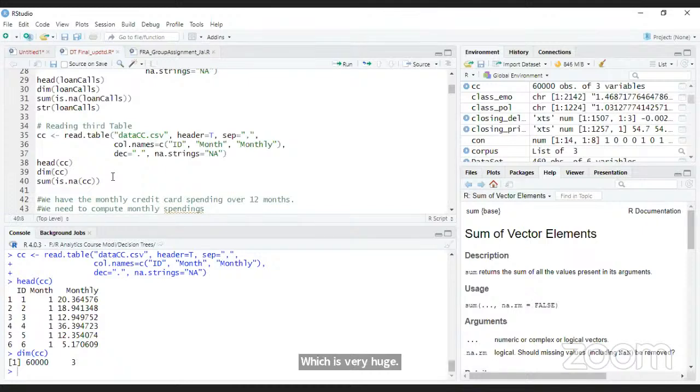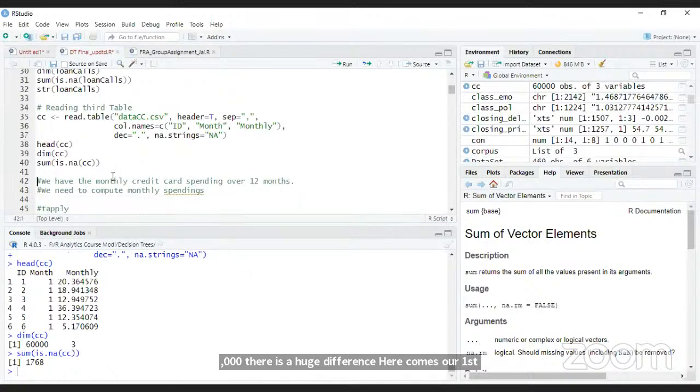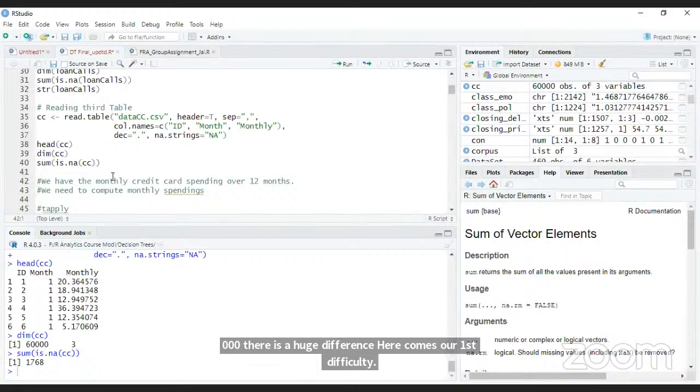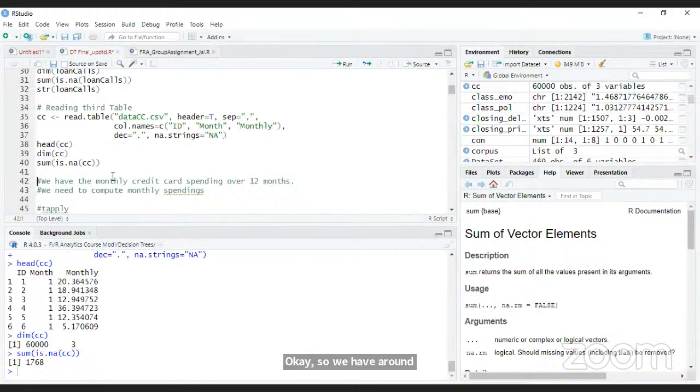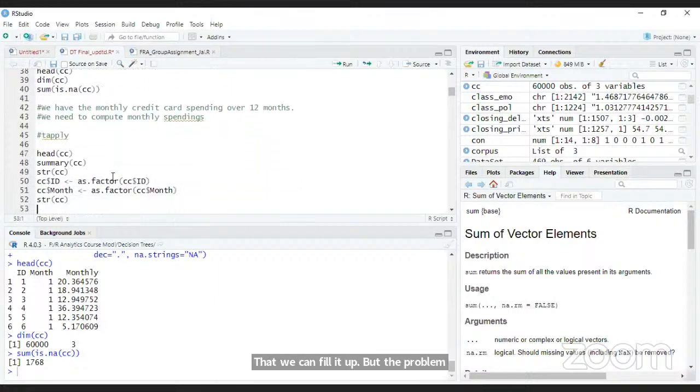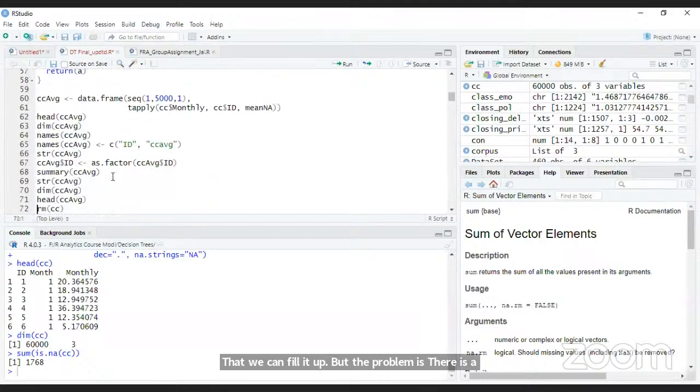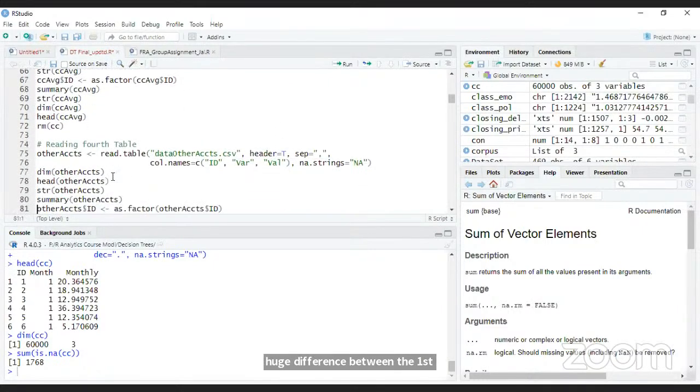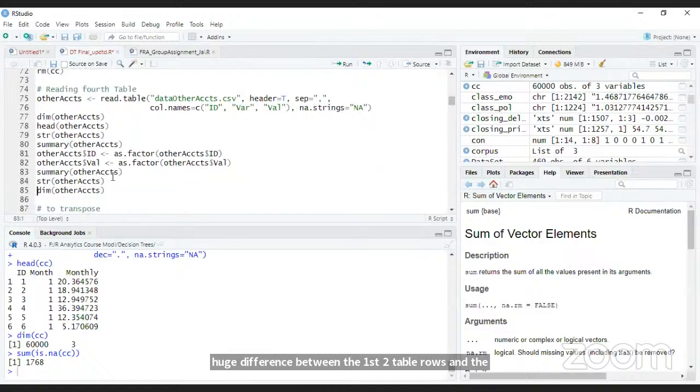Okay, where is 5,000, where is 60,000? There is a huge difference. Here comes our first difficulty. Okay, so we have around 180,000 cells. Out of that, 1768 are missing, which is a very minute number that we can fill up. But the problem is there is a huge difference between the first two tables' rows and the third table's number of rows. So we will see in the coming class how to handle it. Let us read even the fourth table.